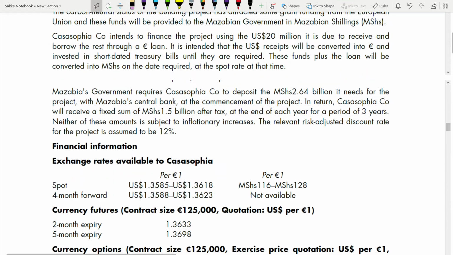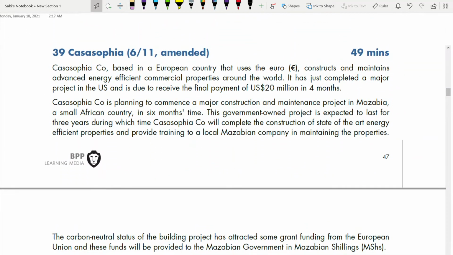And now we are going to go through this case study, which is Casasophia, based in a European country that uses euro, constructs and maintains advanced energy efficient commercial properties around the world. So it uses euro. Okay, because you also have to deal in euros. Your swap and your net present value and all, you have to keep in euros.